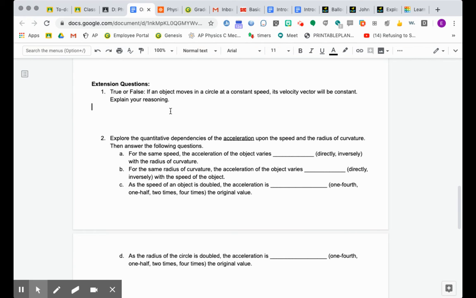I want you to consider what the difference between speed and velocity is. Think about which one's a vector versus a scalar. Which quantity relies on direction? If the speed is constant, will the velocity vector be constant? True or false? And explain. Are speed and velocity the same thing?